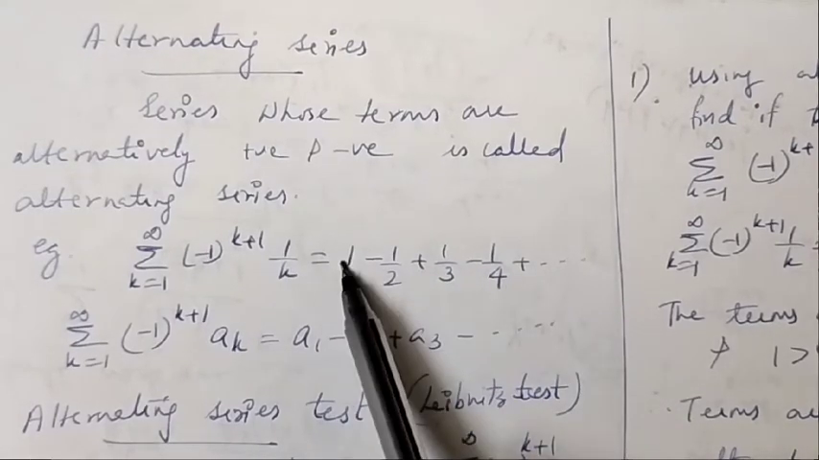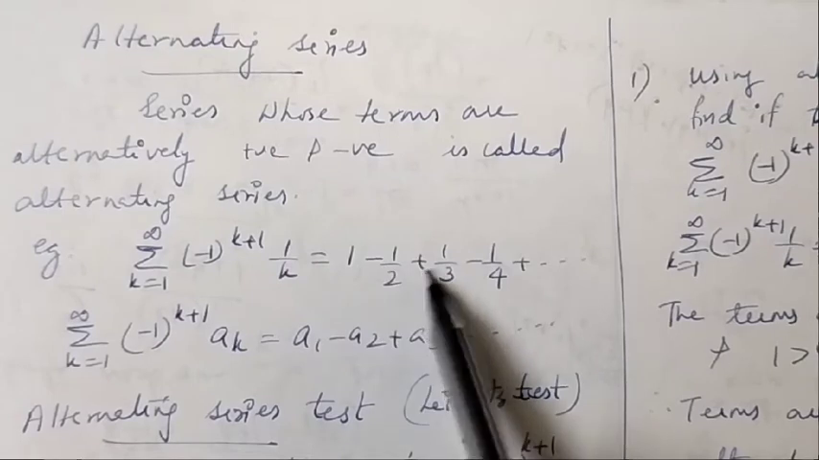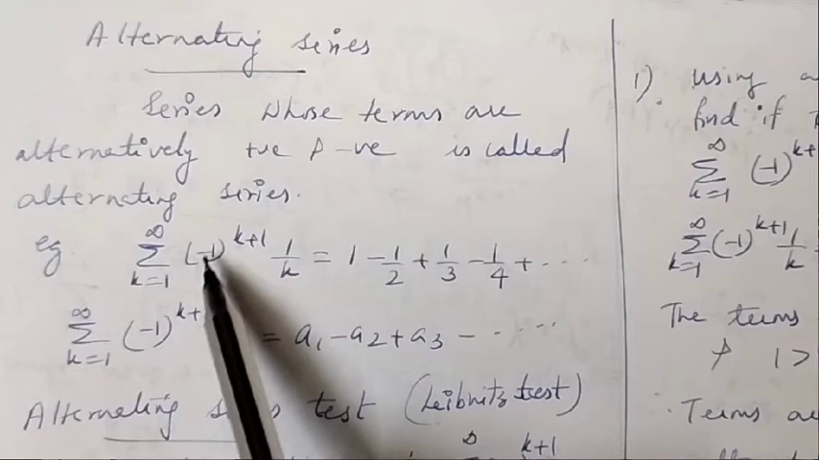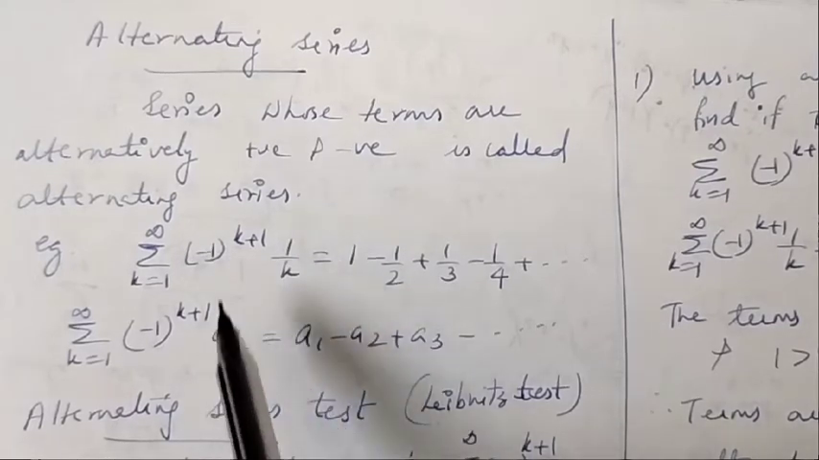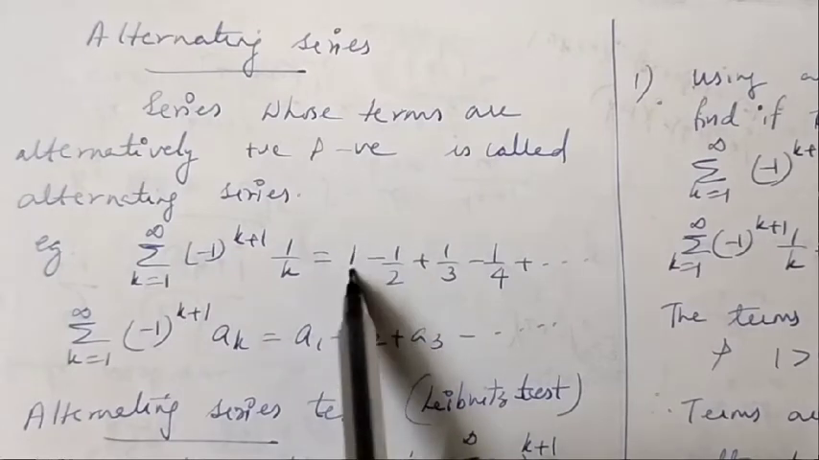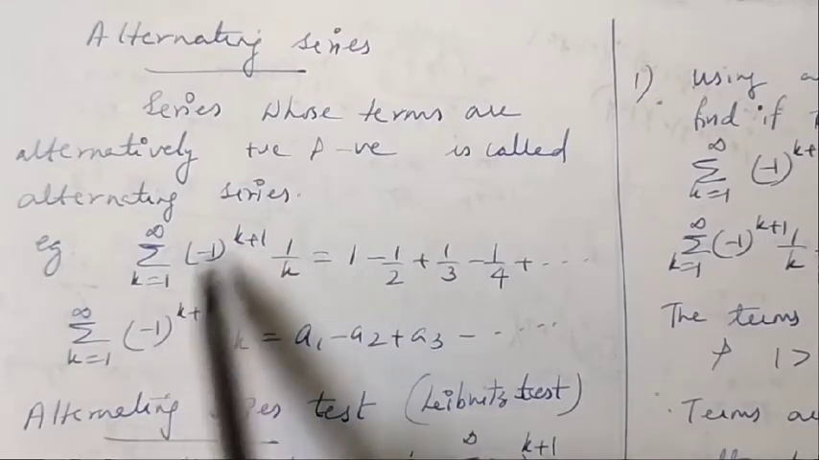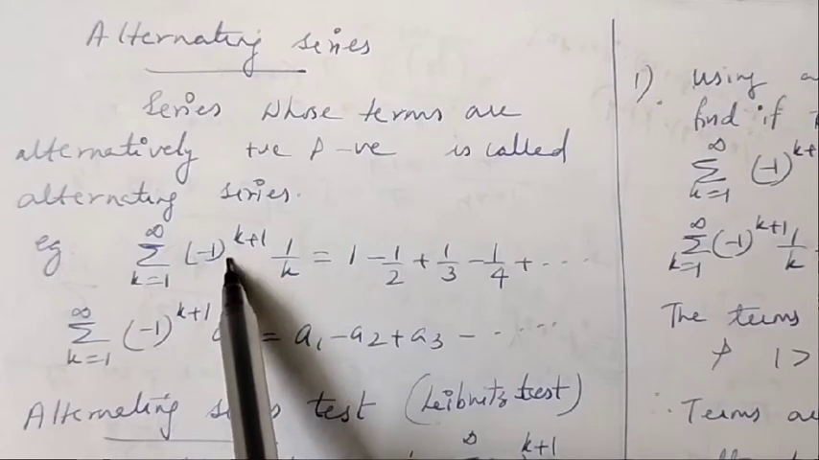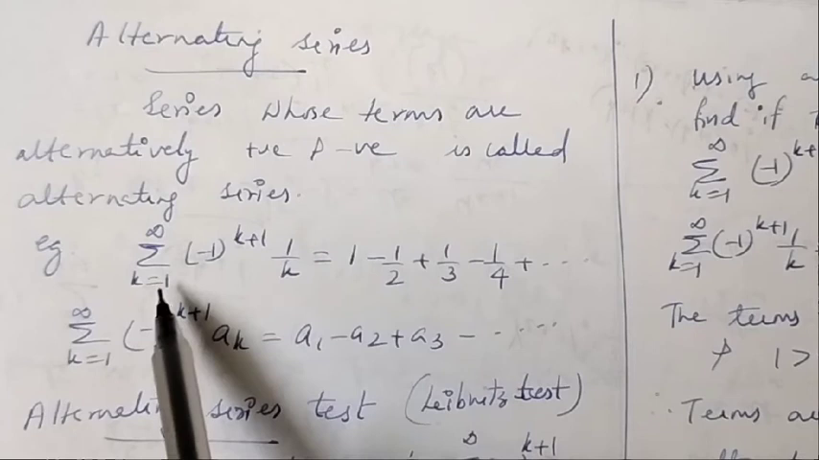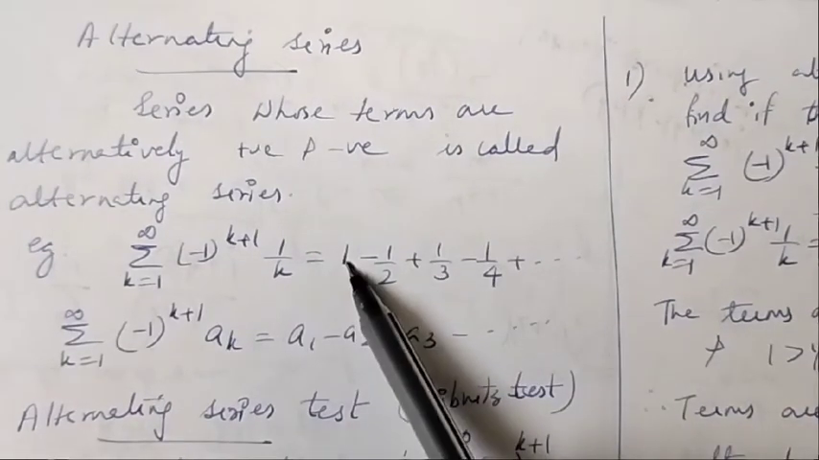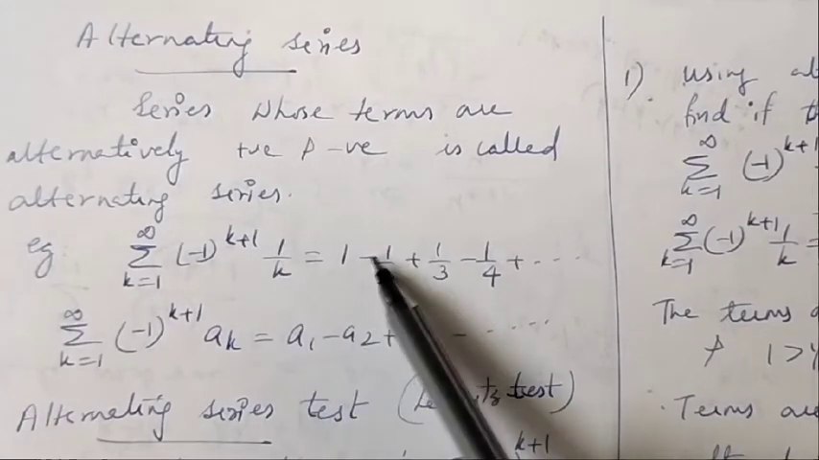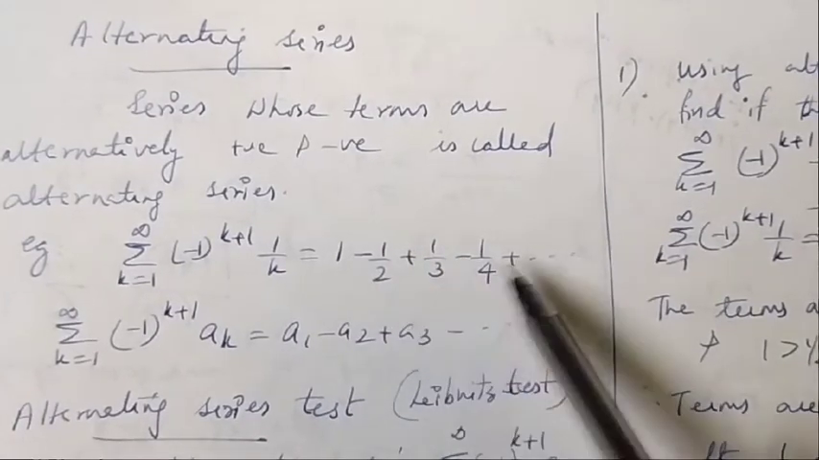First term positive, second term negative, again positive, negative, etc. So this can be written as sigma k from 1 to infinity, minus 1 raised to k plus 1, 1/k, because k from 1 to infinity means the first term should be positive. If it is k, minus 1 raised to 1 will be negative, so to make it a positive number we add plus 1, so k plus 1. So the first term is positive, the next term with 2 plus 1 is 3, that is negative. Okay, so these are the terms.